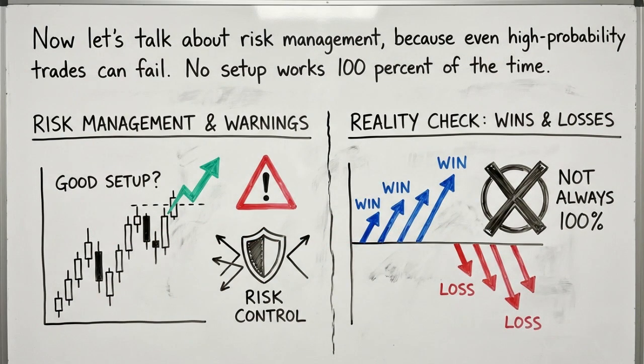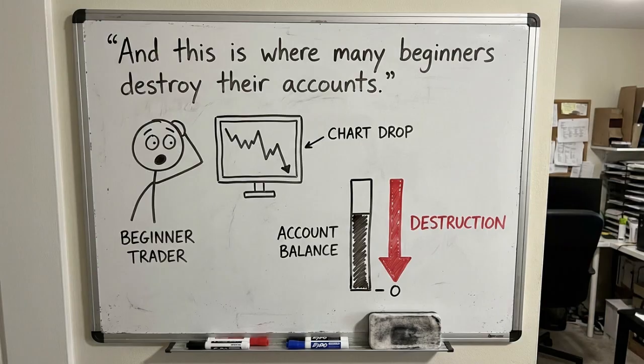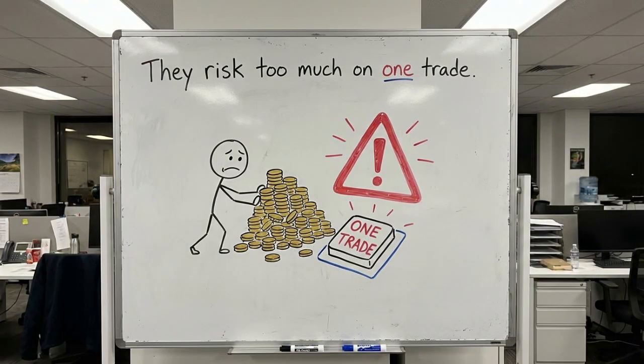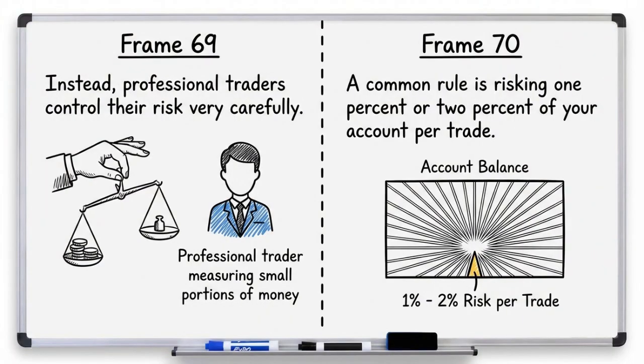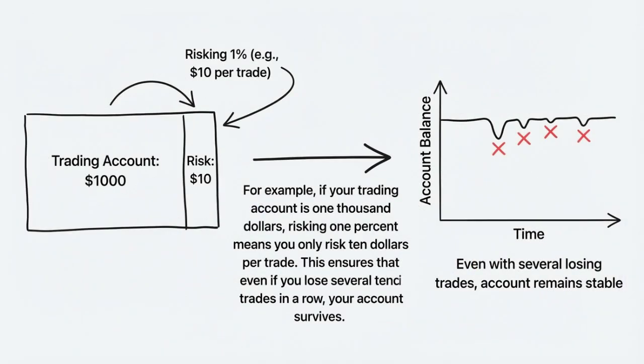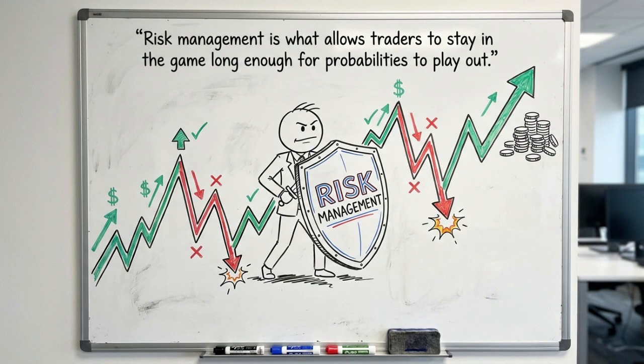Now, let's talk about risk management, because even high-probability trades can fail. No setup works 100% of the time. And this is where many beginners destroy their accounts. They risk too much on one trade. Instead, professional traders control their risk very carefully. A common rule is risking 1% or 2% of your account per trade. For example, if your trading account is $1,000, risking 1% means you only risk $10 per trade. This ensures that even if you lose several trades in a row, your account survives. Risk management is what allows traders to stay in the game long enough for probabilities to play out.